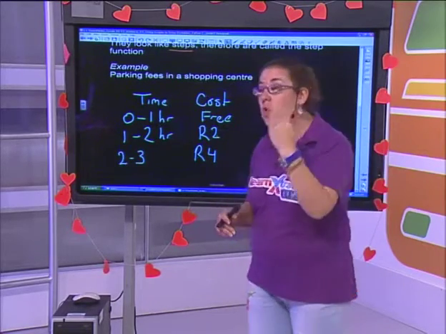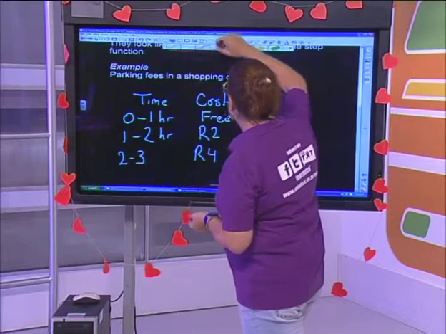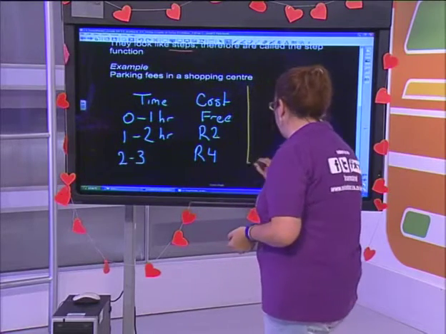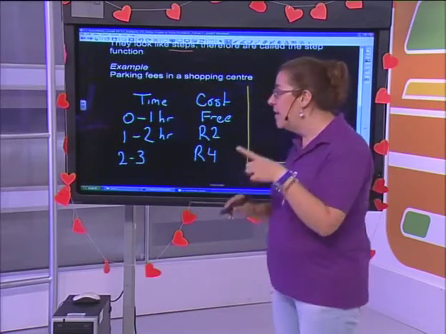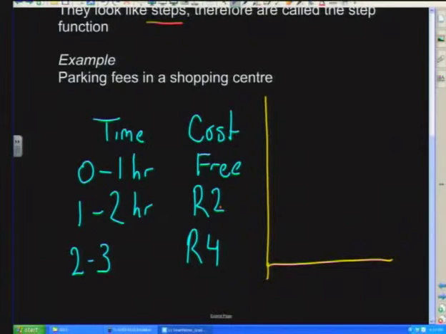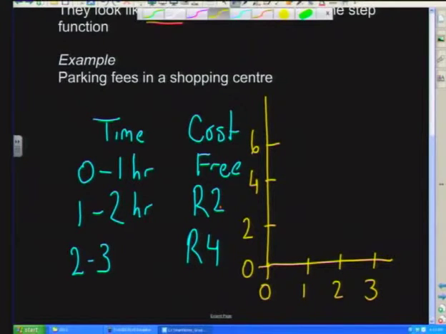If I had to draw this as a graph, so let's change our color here and draw it as a graph. I have my time on my x-axis. So I'm going to go with 0, 1, 2, and 3. Then I have my amounts on the other axis. So let's put this in as 2, 4, 6. I suppose I should put in the 0. Right, and now let's change colors to draw this.